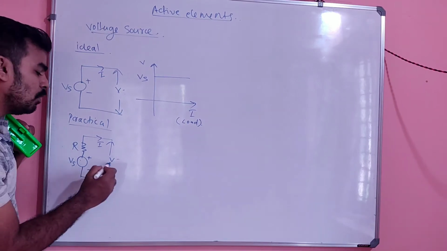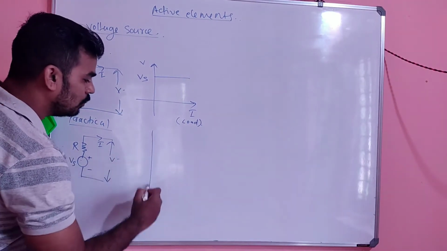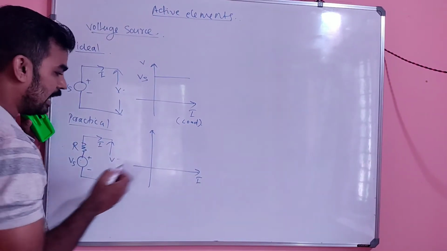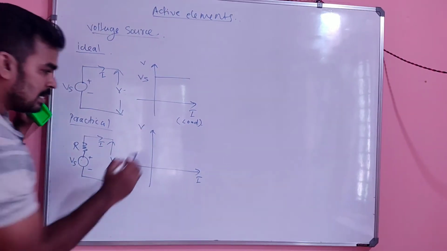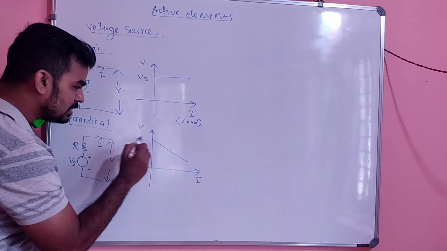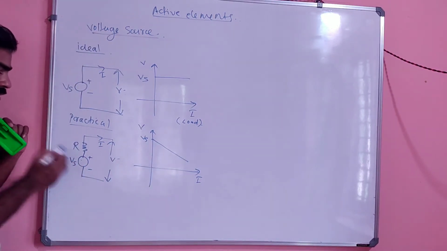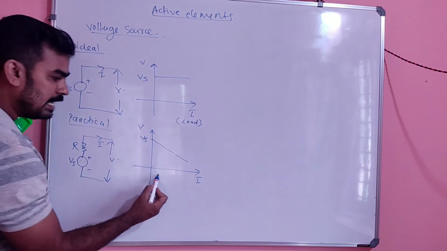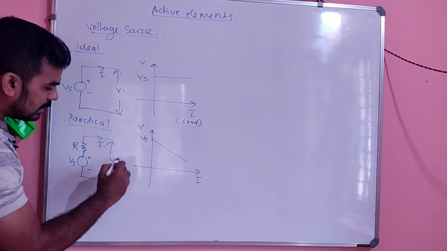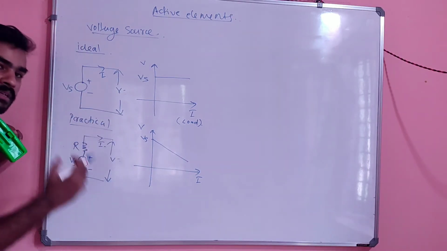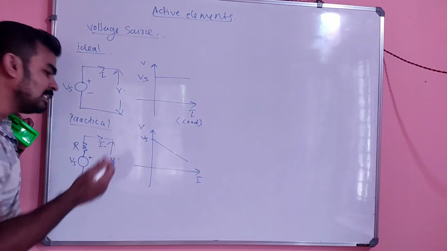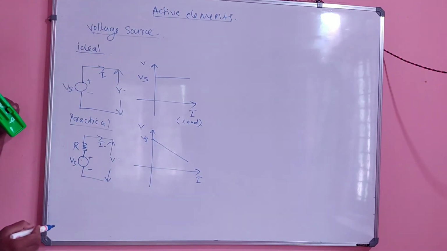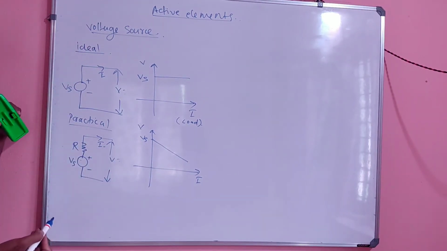That means whenever the load is increasing, the voltage starts to drop. Suppose this is the terminal current I and this is the terminal voltage V. This will be the graph, which means initially, for current I equal to 0, the value of voltage will be simply Vs. When we increase the value of current, which is nothing but increasing the load, what happens? The voltage starts to drop. This is the example of a practical source.